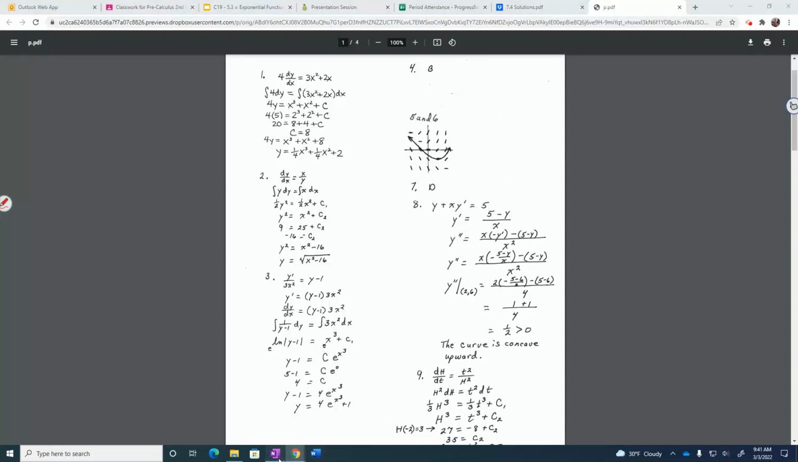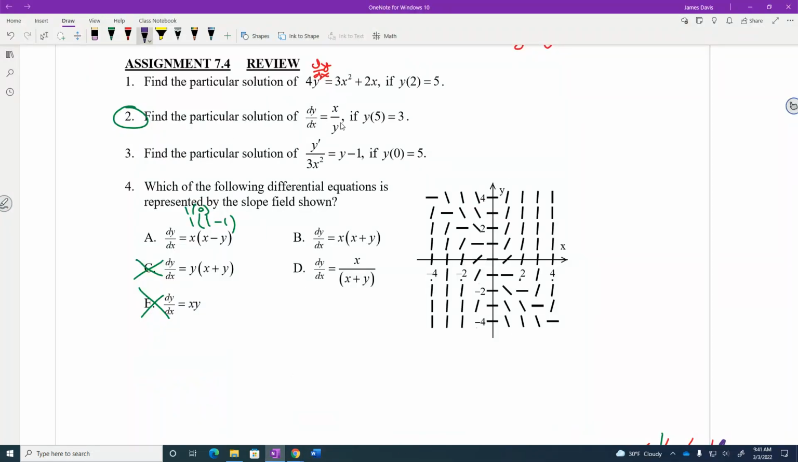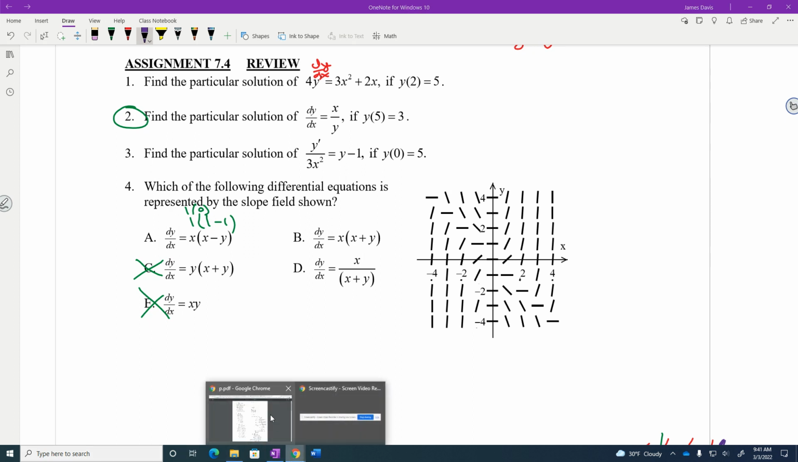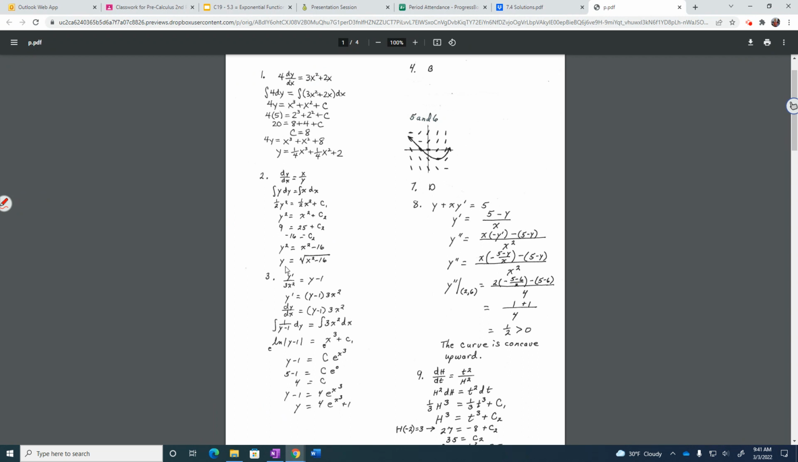The problems that you guys had to do last night. Number 2 was the first one. You had to find the particular solution of that. So you should have gotten y equals square root of x squared minus 16. So the general solution, you would have gotten the plus and the minus, and then solving for the c, you would end up getting negative 16 with a positive one since we had a positive initial condition. You gonna go with that?